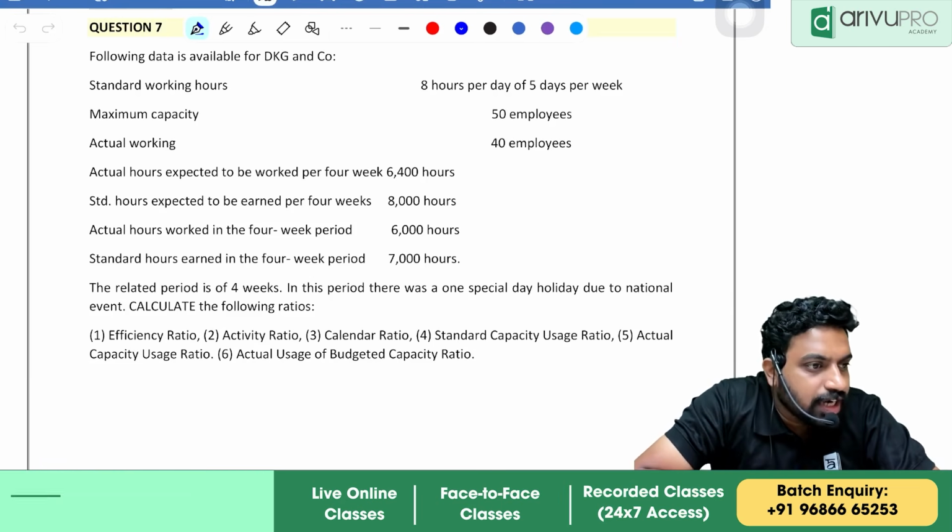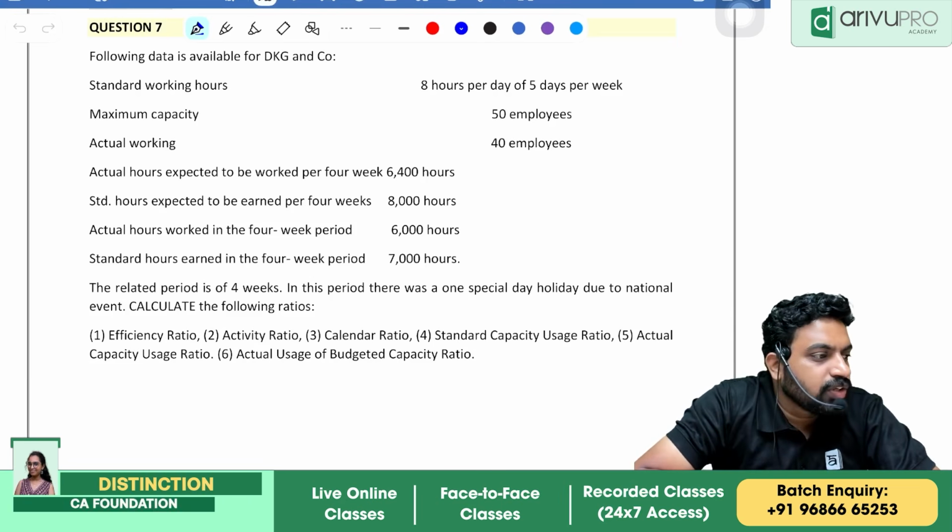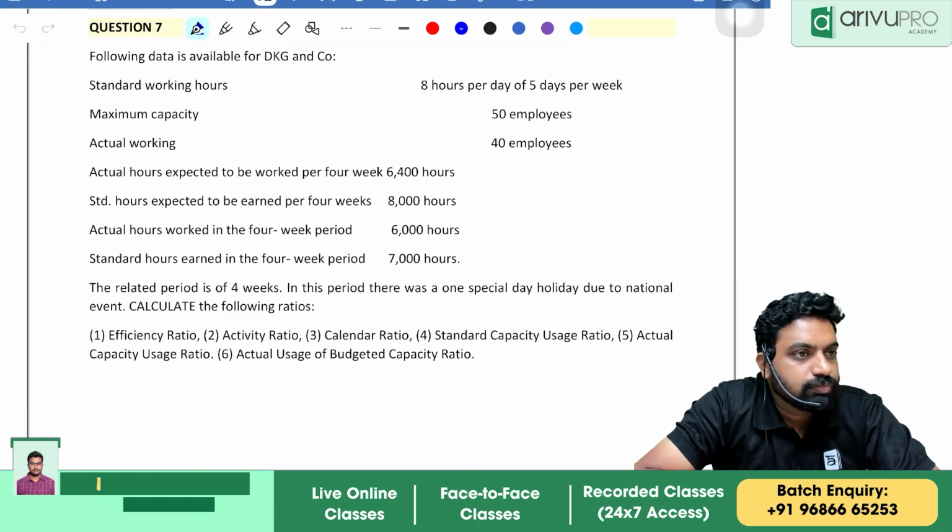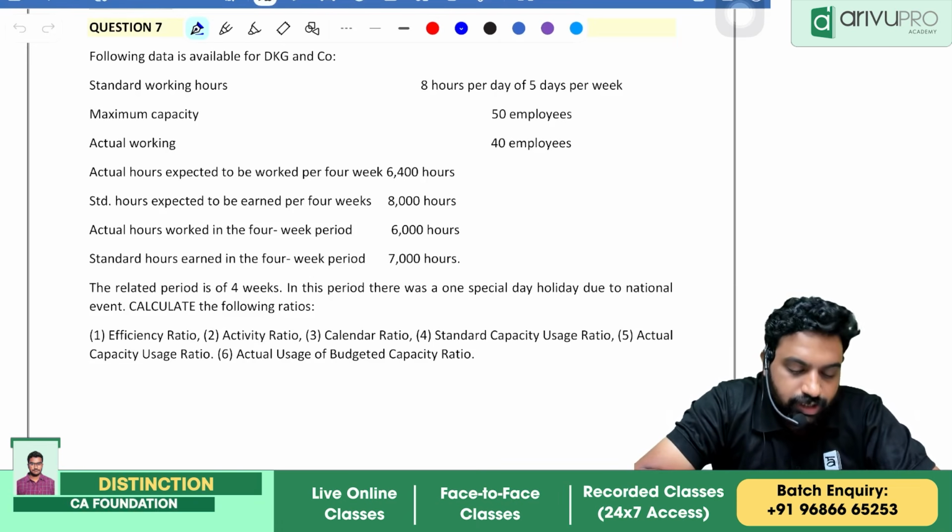Shall we start now? May I know the page number of the material, please? 15.69. Rakshita, shall we proceed?